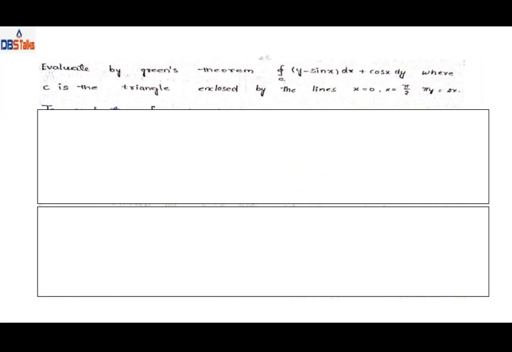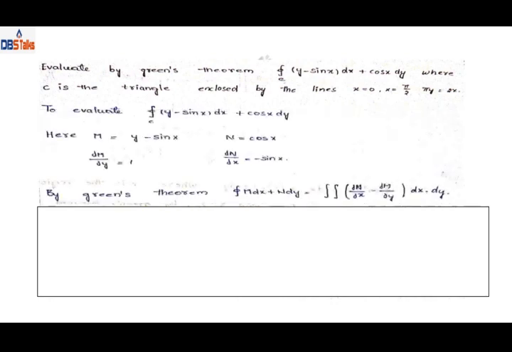Next problem is: evaluate by Green's theorem the closed integral over curve C of (y minus sin x) dx plus cos x dy, where C is the triangle enclosed by the lines x equal to 0, x equal to pi by 2, and pi y equal to 2x. Solution: to evaluate the closed integral of (y minus sin x) dx plus cos x dy.